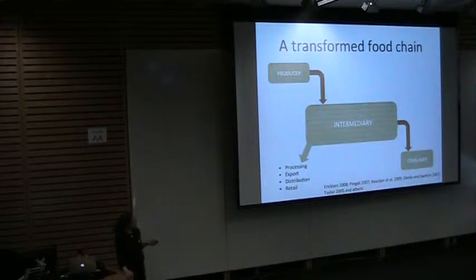Increasingly, in a more globalized world, we're seeing more and more examples of what authors in the literature are calling a transformed food chain, where multiple steps of those intermediate steps are done by a single intermediary. A really classic example of that is Walmart buying fresh fruits and vegetables from a producer and then doing all of the steps in between, the packaging and the processing and the exporting and the distribution and the retail, to get those fresh fruits and vegetables from the farmer to the consumer.